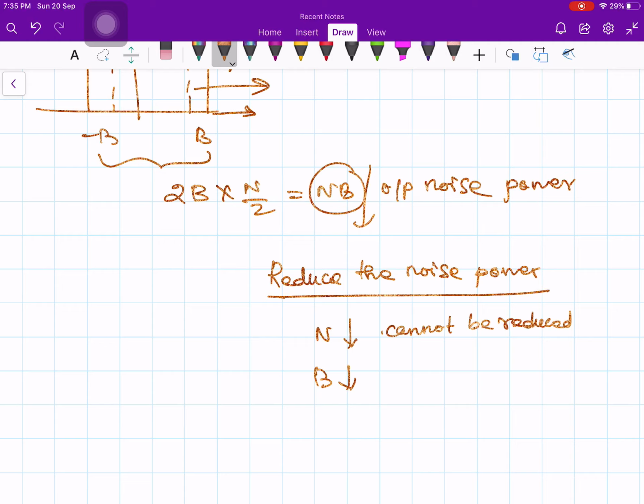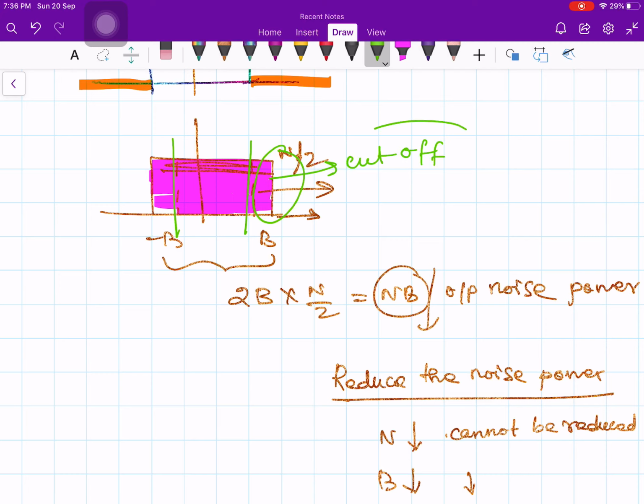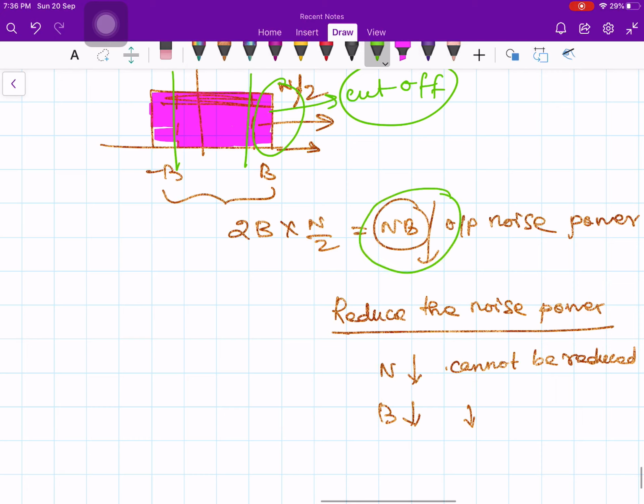But you can say, okay, let me reduce the bandwidth. If you reduce the bandwidth, my intelligence is residing here. Okay, my signal components are residing in this location. If I reduce the bandwidth like this, then what will happen? This portion will be cut off. Then I lose my signal. So that also is not possible. So this NB is the minimum amount of noise power. So you cannot go below that.